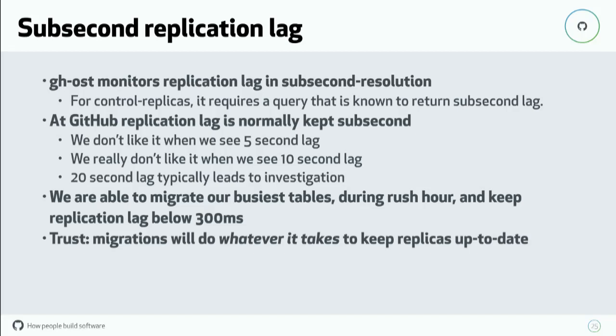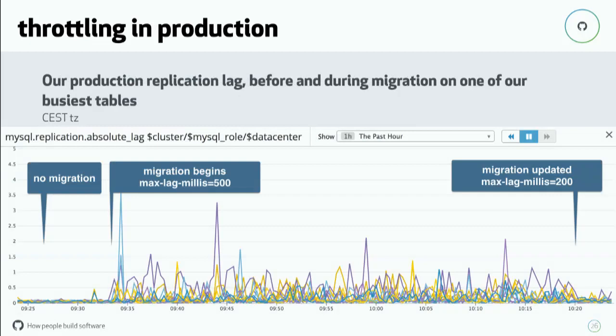So yeah, 5 seconds is kind of a lot of lag. 10 seconds is a lot of lag. And if there's a spike of 20 seconds of lag, someone's going to be looking into it, right? So we keep things pretty low.